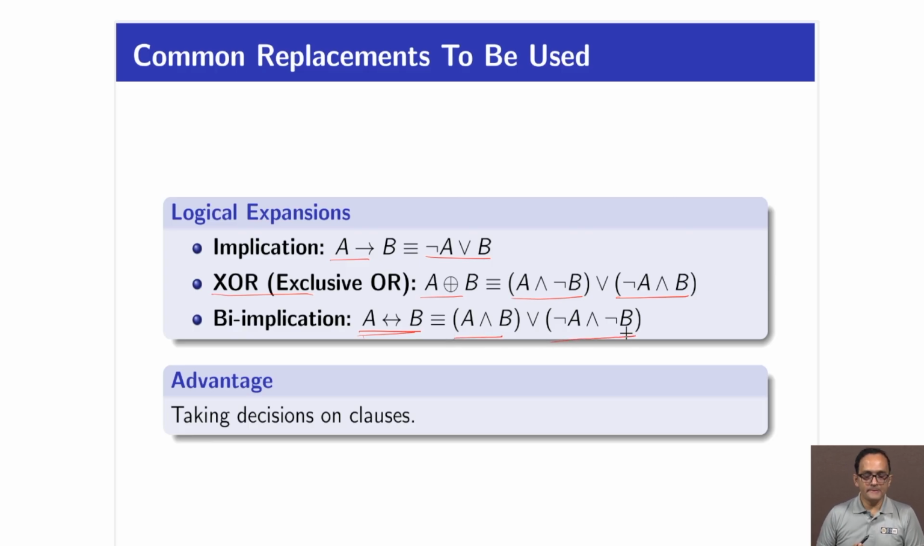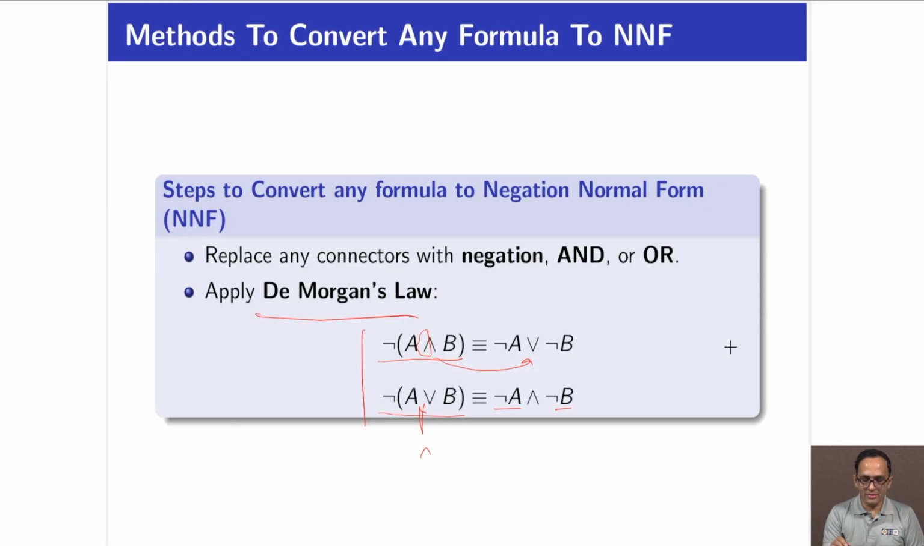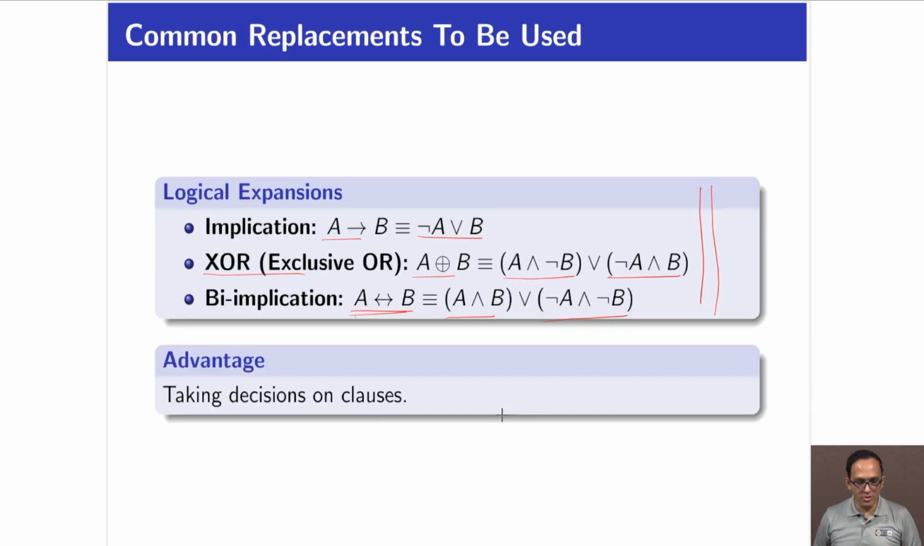Okay. So, this is how I can convert any other operator first into and, or, and then I apply De Morgan's law, so that I can bring the negation close to the propositional constant, right. This is the basic standard process.